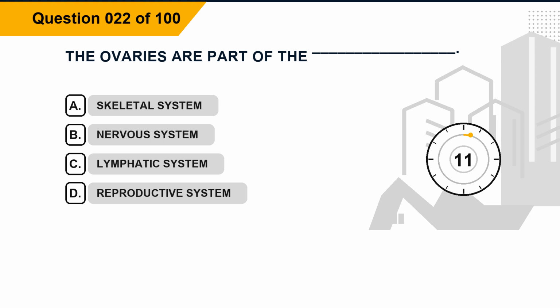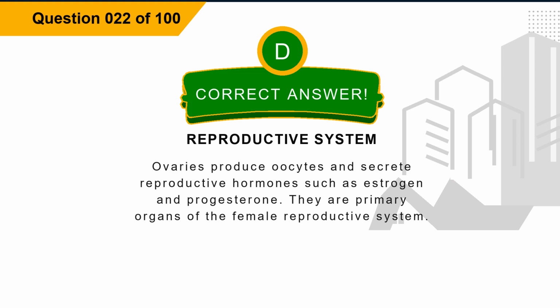Question 22. The ovaries are part of the blank. Option A, skeletal system. Option B, nervous system. Option C, lymphatic system. Option D, reproductive system. The correct answer is option D, reproductive system. Explanation. Ovaries produce oocytes and secrete reproductive hormones such as estrogen and progesterone. They are primary organs of the female reproductive system.